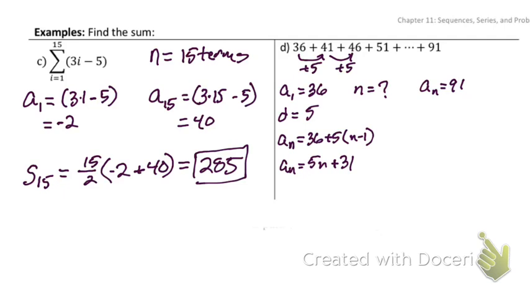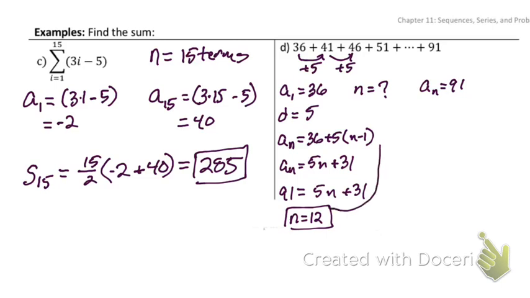Well, now what we're going to do to solve this is I know what my very first term should be. I know a sub 1 should equal 36. And I also know what my last term should be. It should be 91. So when I plug a 91 in for this a sub n, it's going to equal 5n plus 31. Well, that means I just need to solve for that n. And if I subtract 31, I divide by 5, we'll come up with n equals 12.